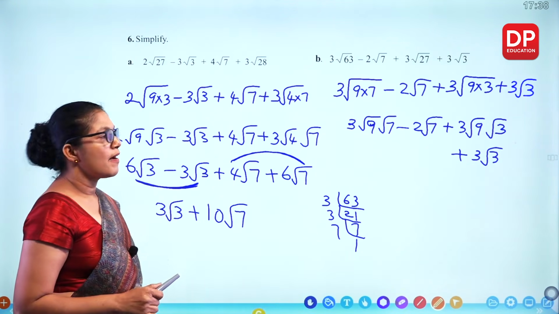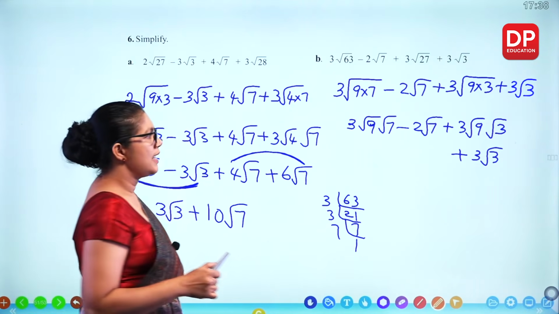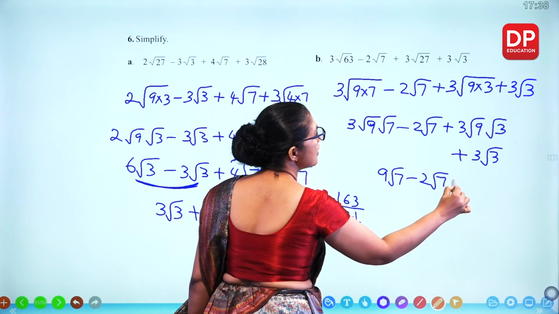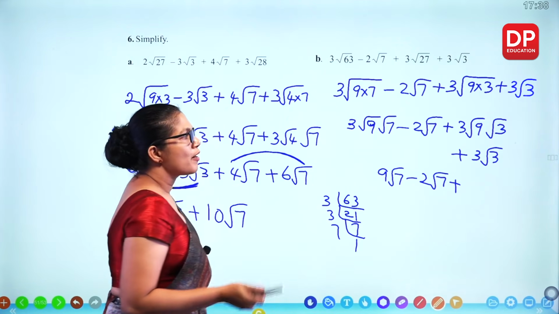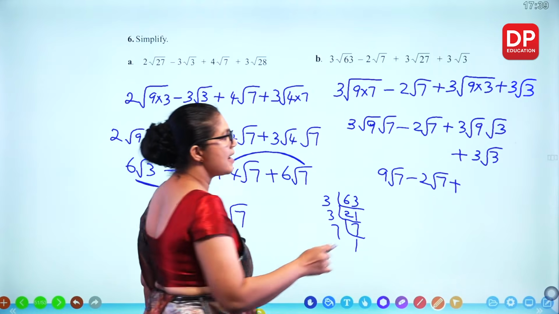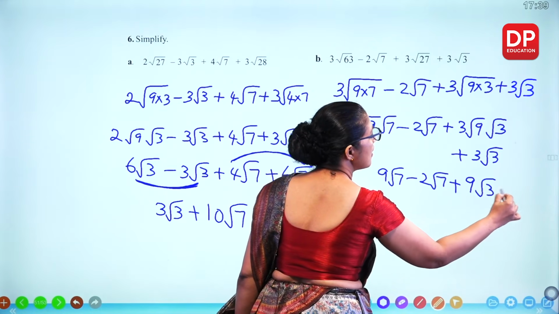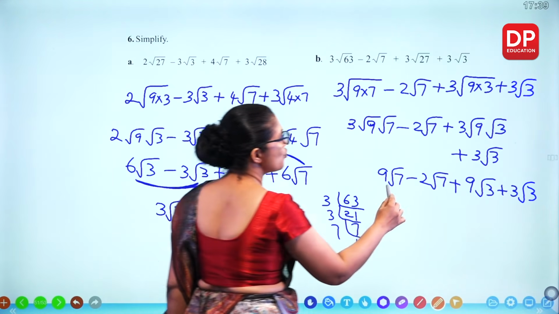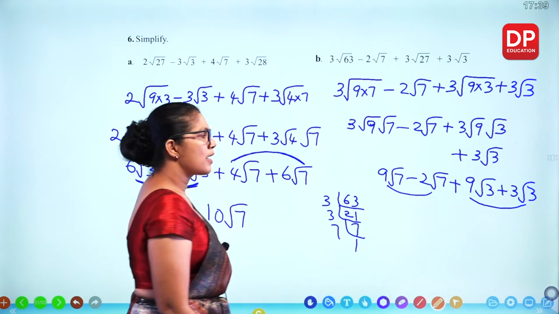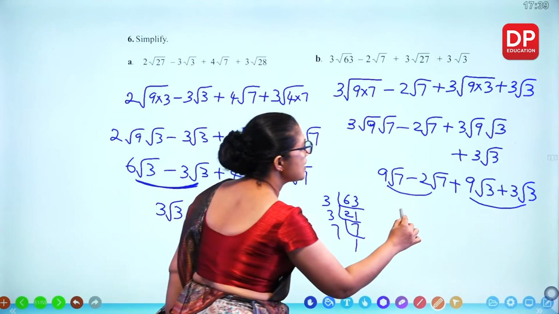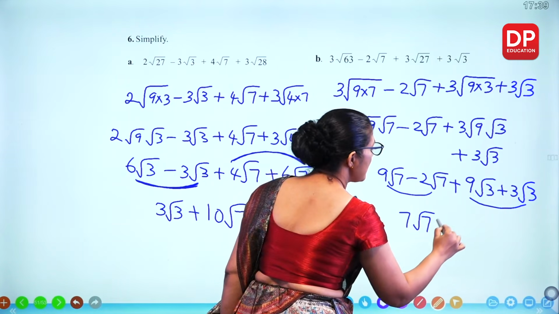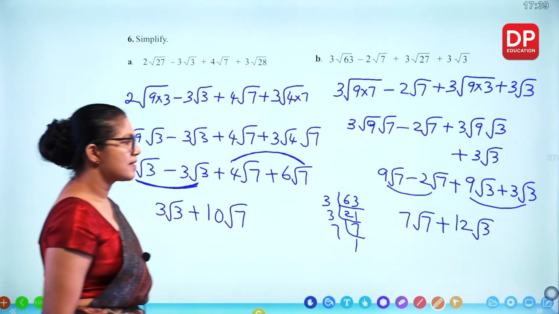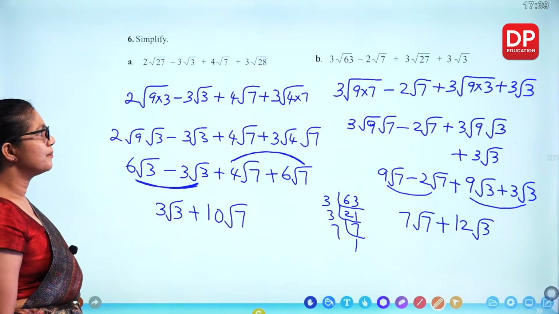Now try to simplify. What is square root of 9? 3. 3 times 3, 9. Then this one. Square root of 9 is 3. 3 times 3, 9. Now simplify these two terms together and these two together. 9 minus 2, you get 7. 9 plus 3, you get 12. So you get 7 root 7 plus 12 root 3.